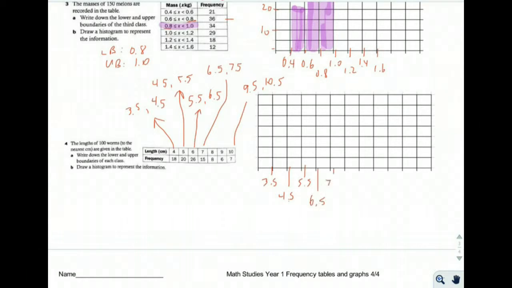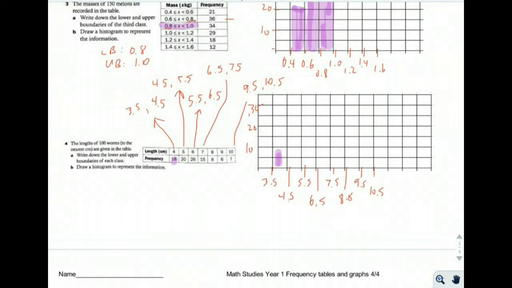This will be 7.5, 8.5, 9.5, 10.5. And the frequencies are going to range from 0 to 26. So I think I'm going to count by 10 or by 5s here. So this will be 10, this will be 20, this will be 30, right there.